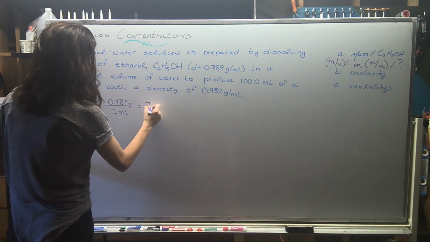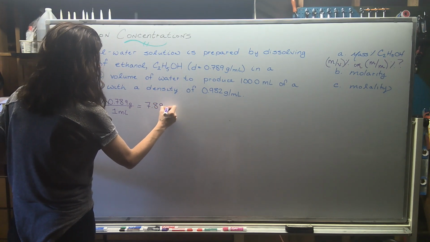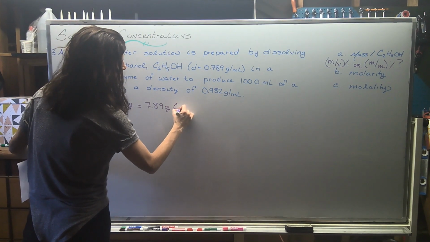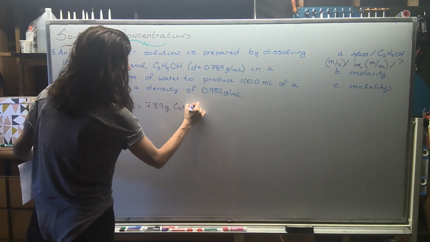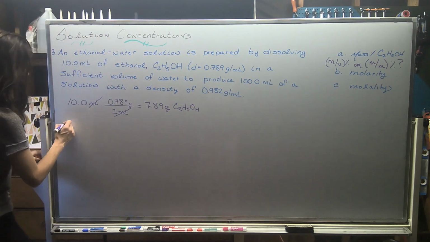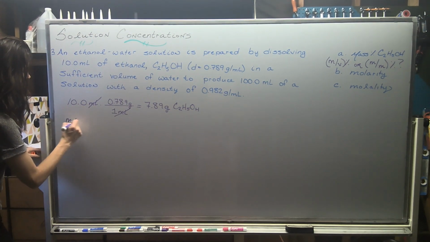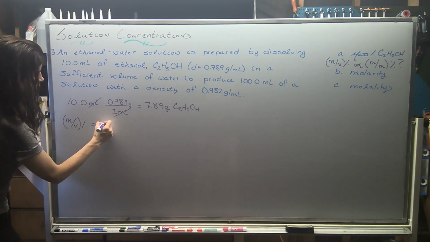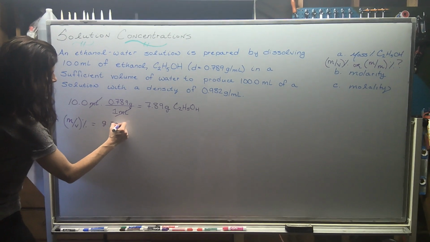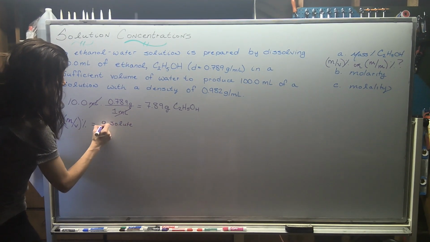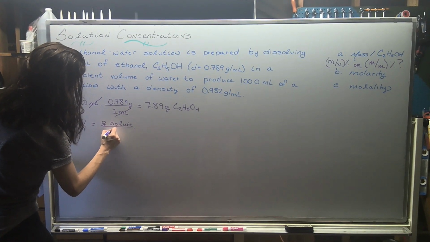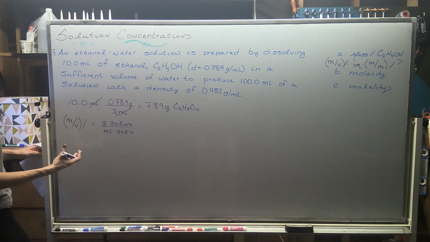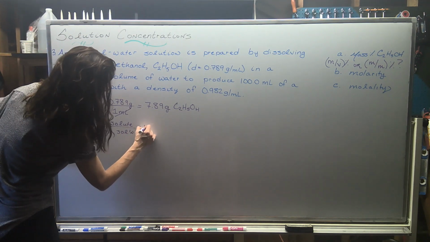So we have 7.89 grams, because mils would cancel with mils, of solute of ethanol. Mass by volume percent will be the grams of your solute divided by milliliters of solution. And then because it's a percent, we need to multiply by 100.